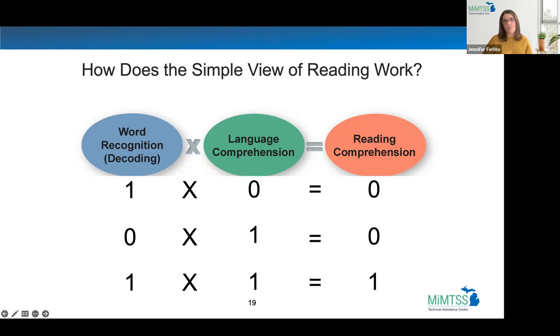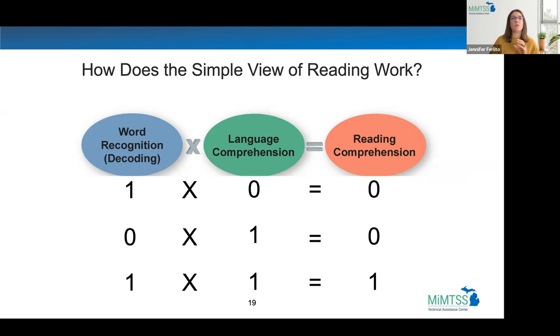I will tell you that I probably saw the simple view of reading presented a handful of times before I saw someone write out the multiplication problem. And so I just think it's really important to be this explicit that 1 times 0 is 0. And it may not be this clean, right? It could be 0.25. It could be 0.75. Ultimately, we want to get strong reading comprehension. We need 1 times 1, right? To equal 1.